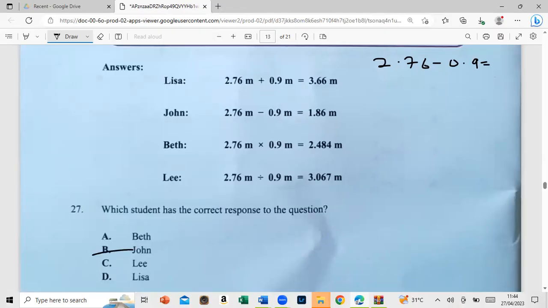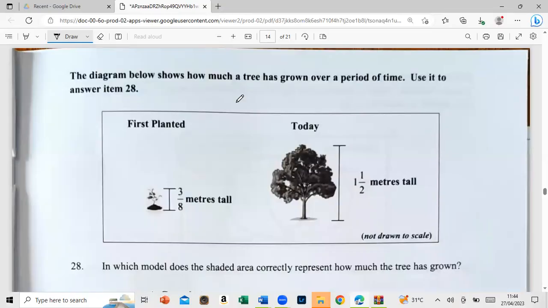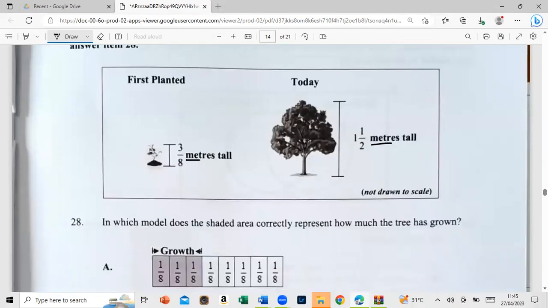Let's move on to 28. The diagram below shows how much a tree has grown over a period of time. Use it to answer item 28. So when first planted, it was 3/8 of a meter, and today it measures 1.5 meters tall. Look at the unit, both of them are meters, so you're good so far. In which model does the shaded area correctly represent how much the tree has grown?